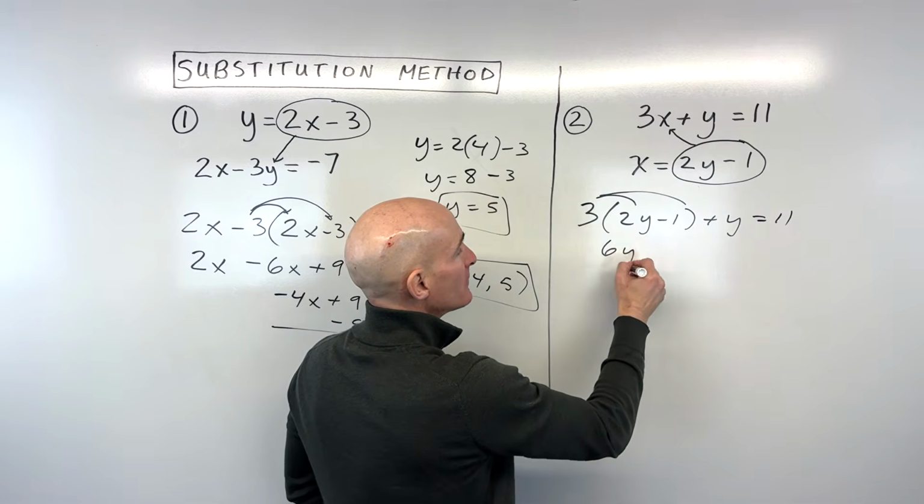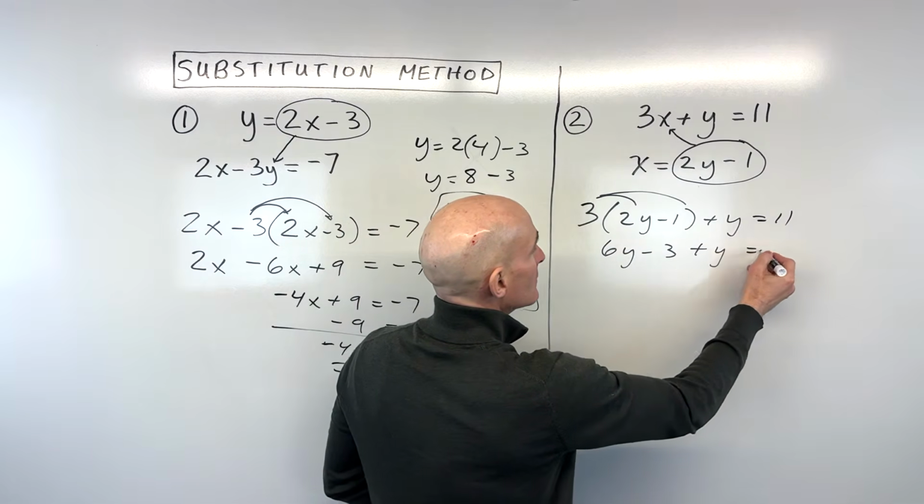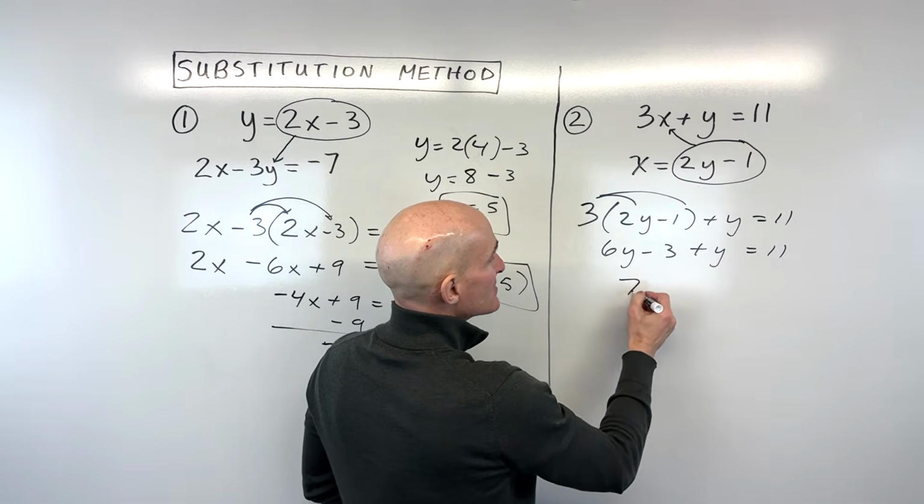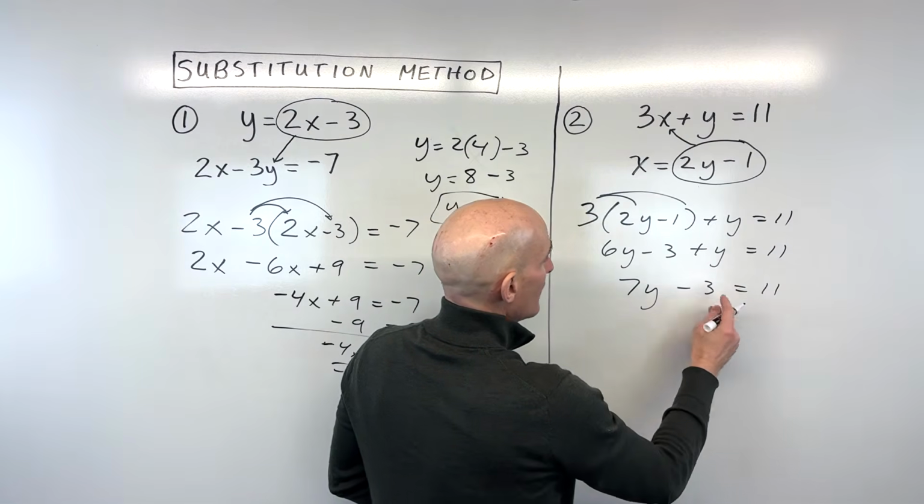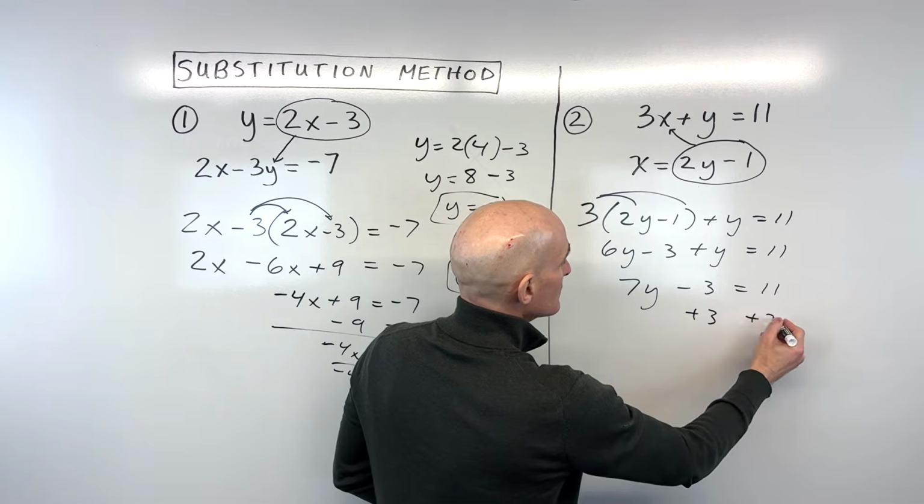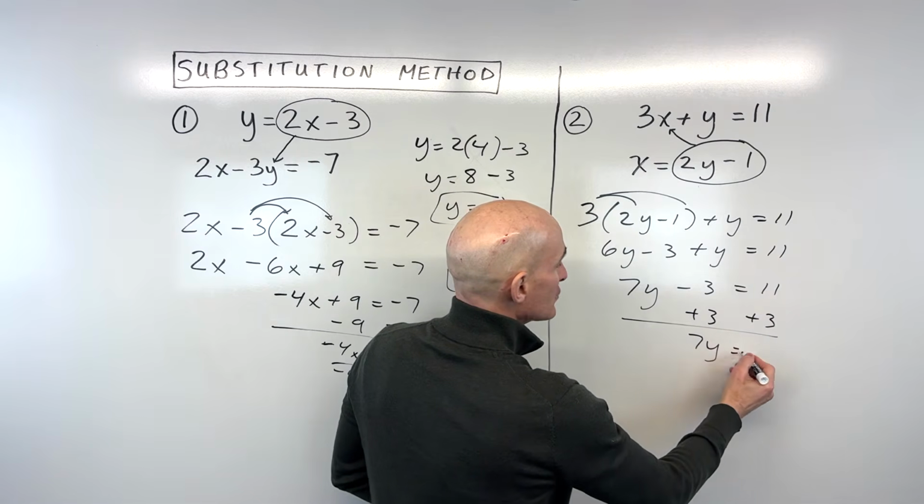We're going to go ahead and solve by simplifying. Combining like terms, that's 7y. Add 3 to both sides. So we have 7y is equal to 14.